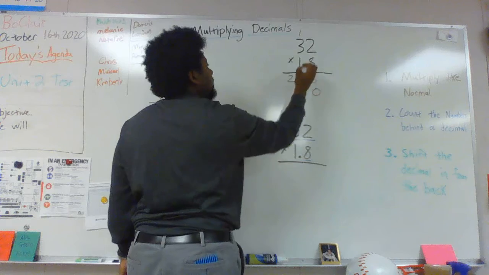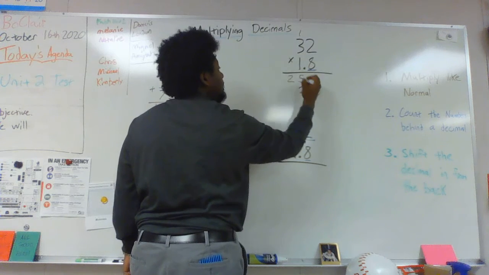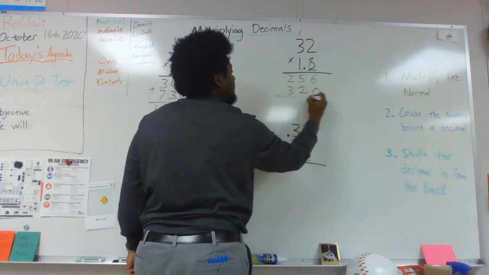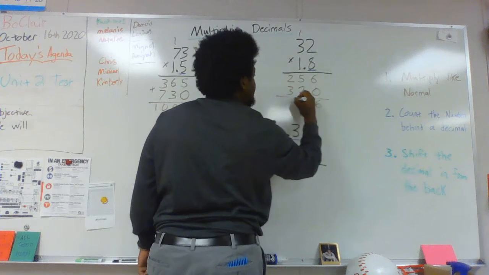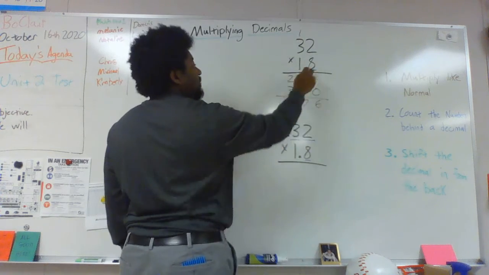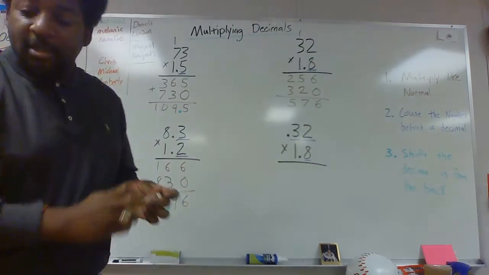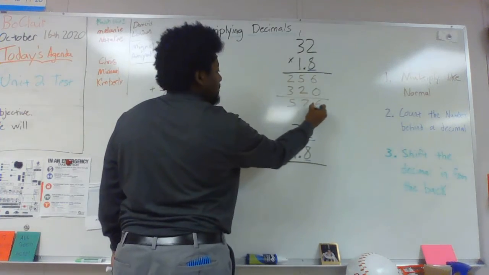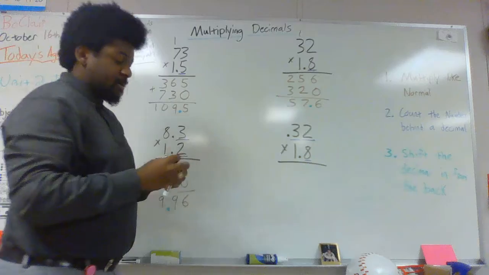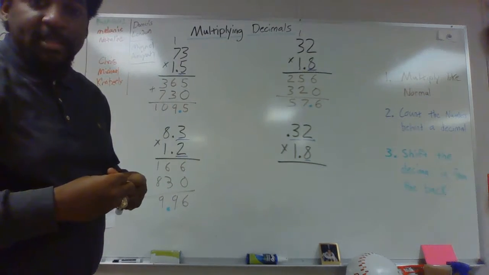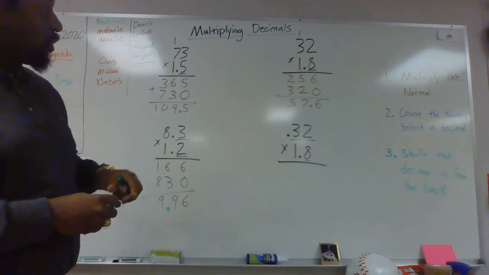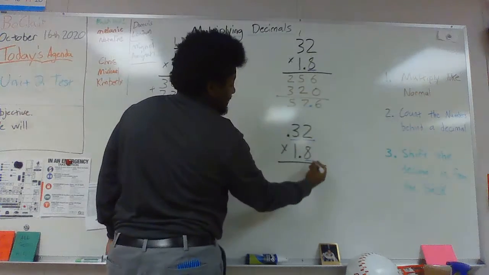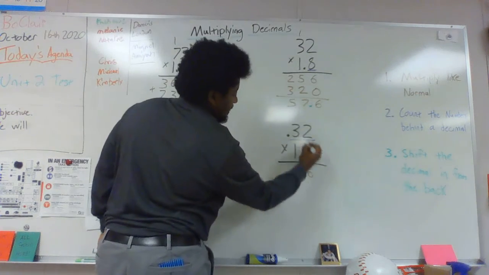Placeholder. 1 times 2 is 2. 1 times 3 is 3. So we add them up. I have one number behind the decimal, so I come back one number from the back, 1, which gives me 57.6.